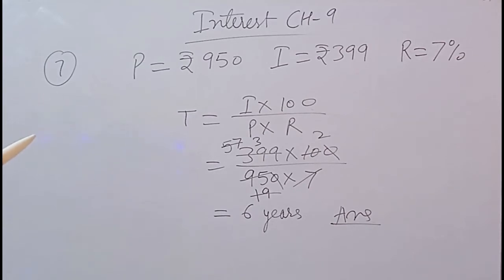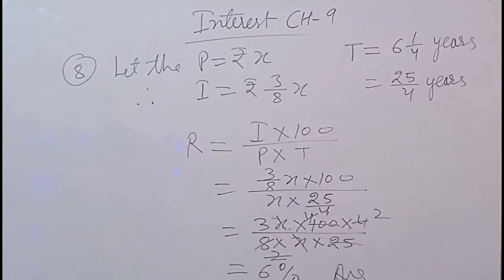So T equal to I into 100 upon P into R. Put the values: I is 399 into 100 upon 950, the principal, into 7. So 399 will cancel by the 7, 57 times, and the 0 of the 950 will cancel with the 0 of 100, so we get 95 here. Now we will divide: 5 tens are 10 and 5 nineteens are 95, and 19 threes are 57, 3 twos are 6. So T equal to 6 years. In that manner you can do question number 7 first part.